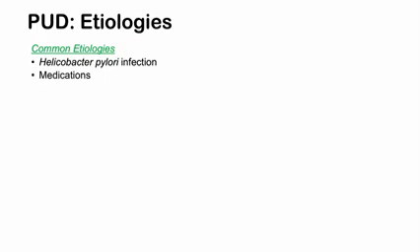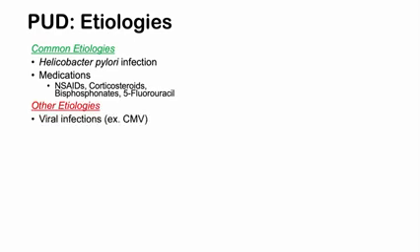Now let's talk about some of the causes or etiologies of peptic ulcer disease. So some of the common etiologies include Helicobacter pylori infection, which is by far the most common cause of peptic ulcer disease. Medications are another important category of causes, and by far the number 1 medication here is going to be NSAIDs, or non-steroidal anti-inflammatory drugs. So you can think of things like ibuprofen or Advil. Other medications include corticosteroids, bisphosphonates, and 5-fluorouracil, which is a chemotherapy drug. So all of these medications can lead to peptic ulcer disease.